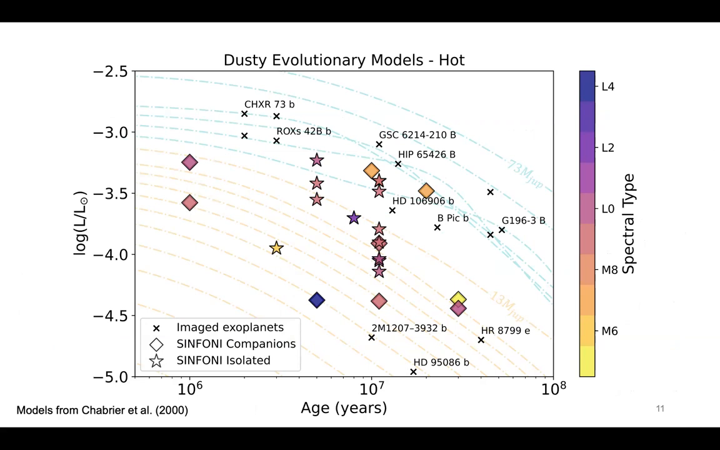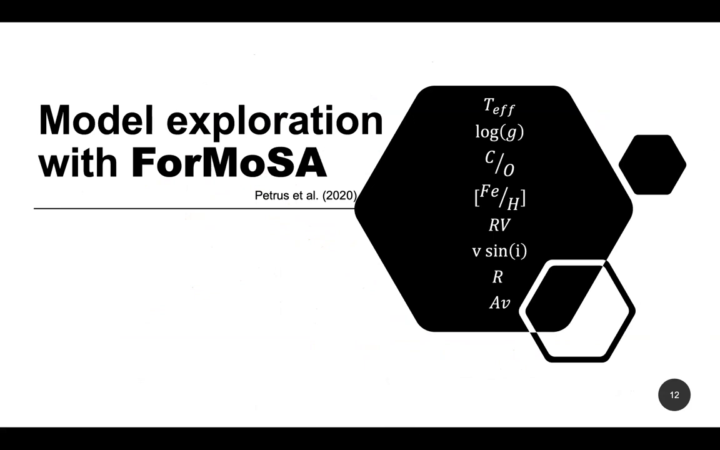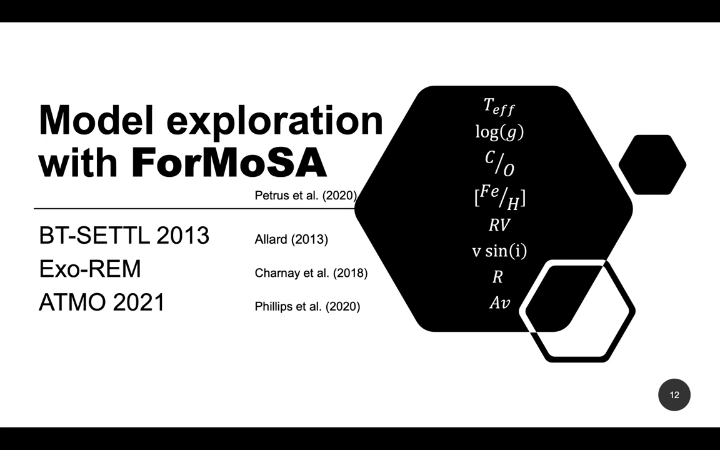What we are going to do with this sample is make some modeling and extract the physical properties of the targets. This can be done by using Formosa, which is a forward modeling tool for spectral analysis, based on a Bayesian approach. We're going to use for now the BT-Settl atmospheric grid, but we are planning to use ExoREM and ATMO 2020, which will take into account disequilibrium chemistry, which is, as we already saw, very important. But for now, we just started with a simple approach.